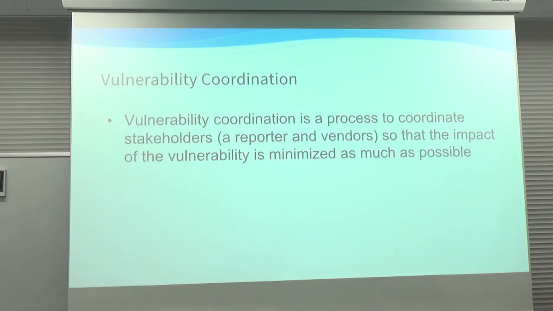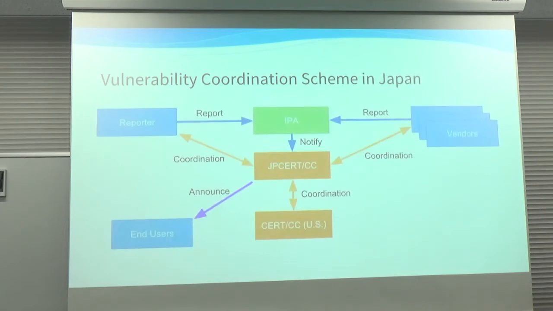So vulnerability coordination is a worldwide process to coordinate stakeholders, in this case the reporter and vendors, the software developers, so that the impact of the vulnerability is minimized as much as possible. In Japan, there is an established vulnerability coordination scheme like this. In the middle of the diagram, IPA and JPCERT/CC are the organizations in Japan, and CERT/CC is the organization in the US.